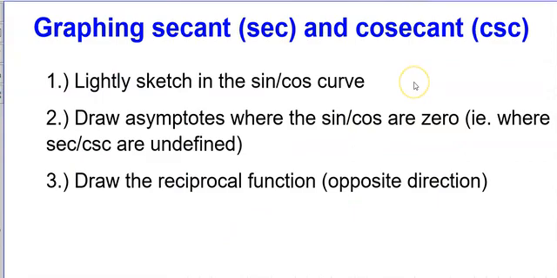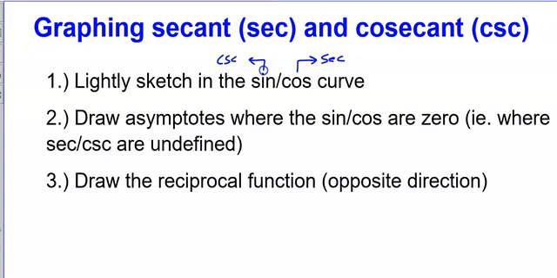All right, so going into some directions on what you're going to be doing when you're doing these by hand. If you were graphing secant or cosecant, I already talked about this a little bit, lightly sketch in your either sine or cosine curve. So sine is what you're going to do if you're working with cosecant, and cosine is what you're going to draw if you are working with secant. Okay, at that point, you're going to draw in your asymptotes where your sine or cosine curves are zeros, i.e. where your secant or cosecant values are going to be undefined.